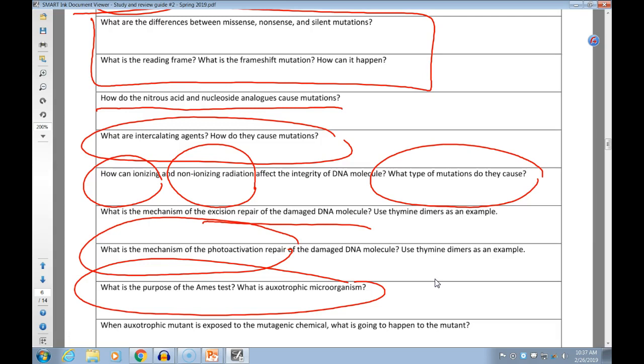There will be one question on the exam on the Ames test. Basically it will address what happens when you expose an auxotrophic mutant to a mutagen, and what kind of growth you're going to see in the end. Remember we talked about it? When you expose an auxotrophic mutant to a mutagen, you're going to see growth on, say, nutrient deficient medium. If it's not a mutagen, there will be no growth.